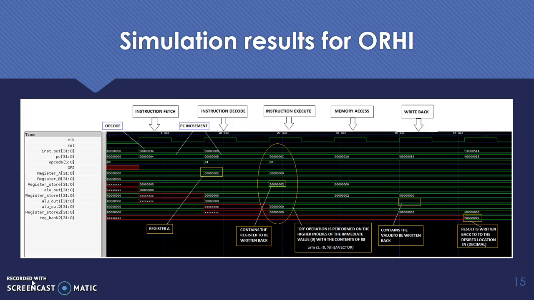Next instruction is ORHI, which performs OR function with the higher bits of the immediate value. So in decode stage, contents of register B are pulled out, and we can see in the execute stage OR being done with the high indexed value and the result being passed on to the next cycle, and then from memory cycle to the write back stage. So the write back will have the contents to be written back to the location. In the last stage we can see the result being written to the desired location.